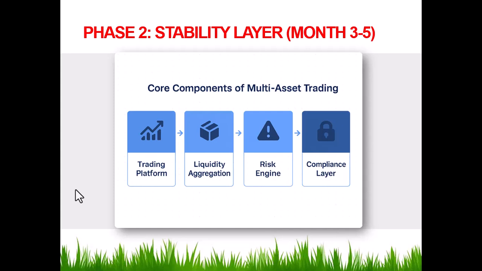Number one is your trading platform. Number two is liquidity aggregation. Number three is risk engine. And number four is compliance layer. Okay, let me explain each of these components properly so that you understand their effectiveness in your profit trading, right?